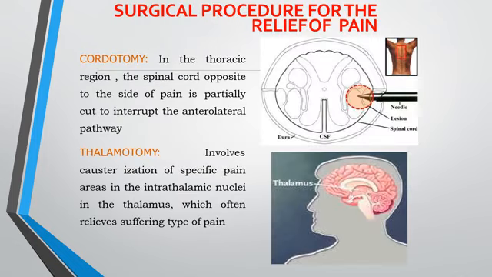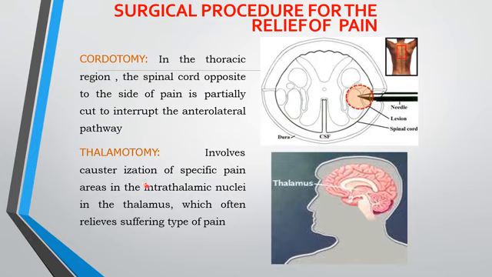And surgical procedures for the relief of pain are of four types. One is cordotomy, in which the spinal cord in the thoracic region, opposite to the site of pain, is partially cut to interrupt the anterolateral pathway. Here you can see the needle entering the spinal cord, cutting some part of it so that the anterolateral pathway is interrupted.